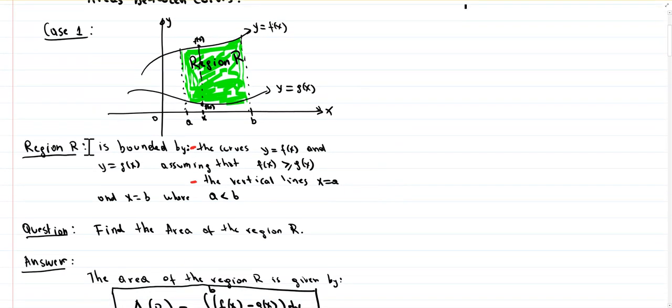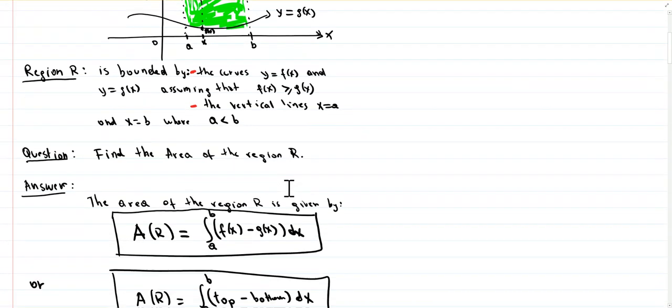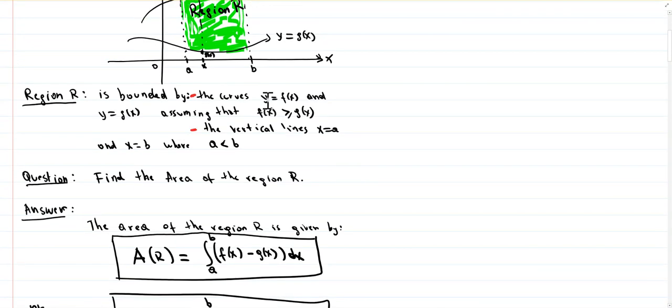So over here, the region R is described as such. The region R is bounded by the curve y equals f of x and y equals g of x. The assumption is that f of x is greater than or equal to g of x. Basically, it means f of x is the top curve, and g of x is the bottom curve. The vertical lines are x equals a and x equals b. So this is x equals a, x equals b. The assumption is that, of course, a is less than b with respect to the number line. So the question is to find the area of the region R.